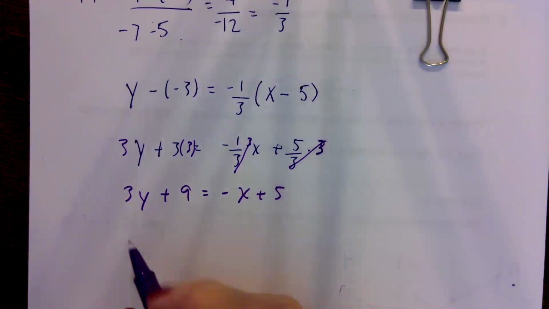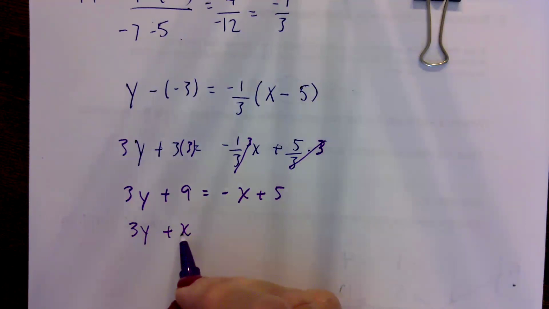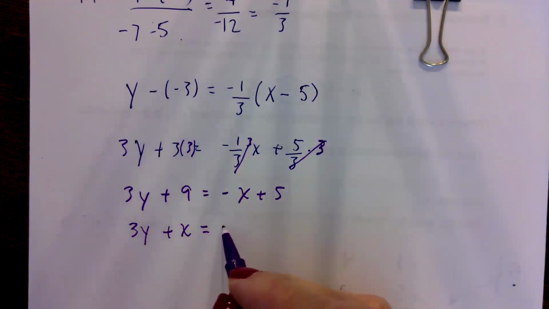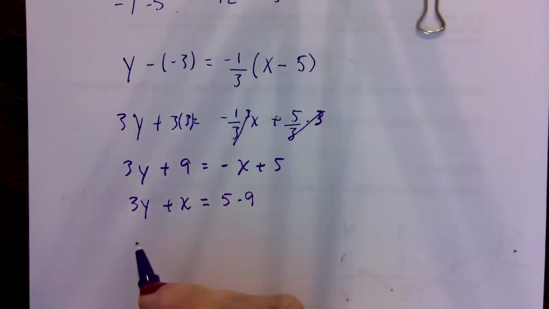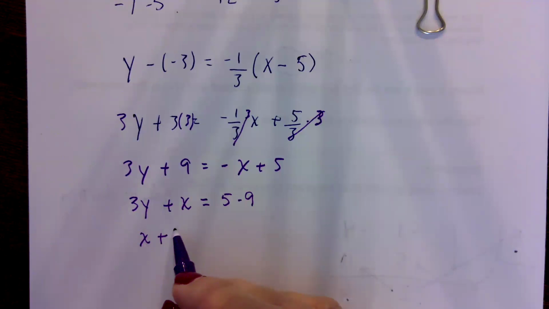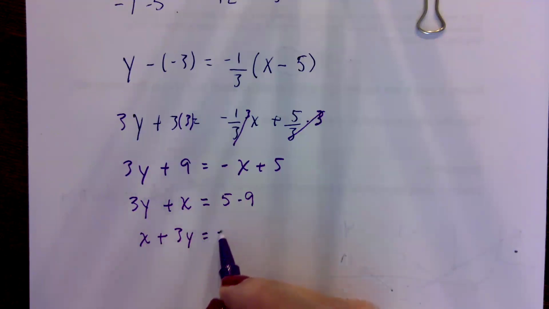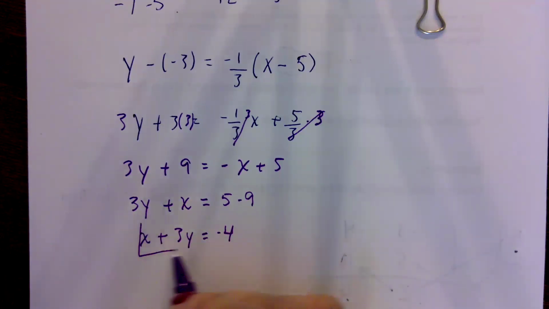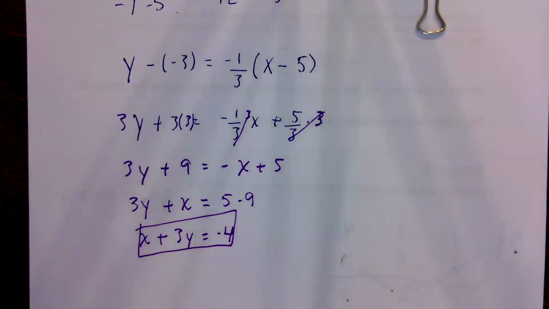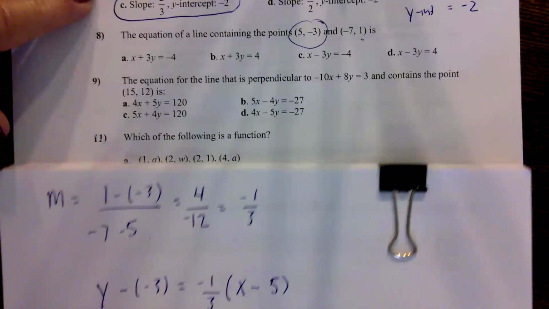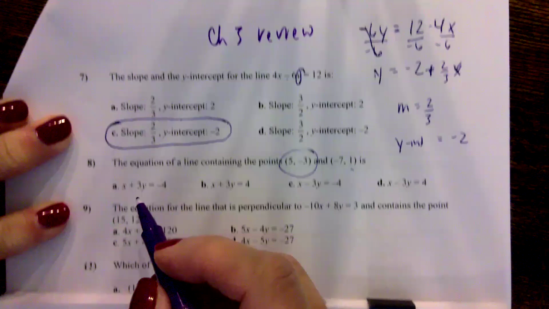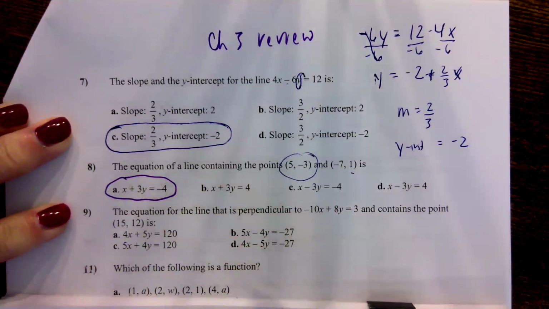And then I'm going to move my x to the left. So we have 3y plus x. And I'm going to subtract 9 from the right. So 5 minus 9. And then they like to write the x term first. So it's x plus 3y equals -4. Let's see if that's one of our choices. So x plus 3y equals -4. It looks like A is the correct answer.